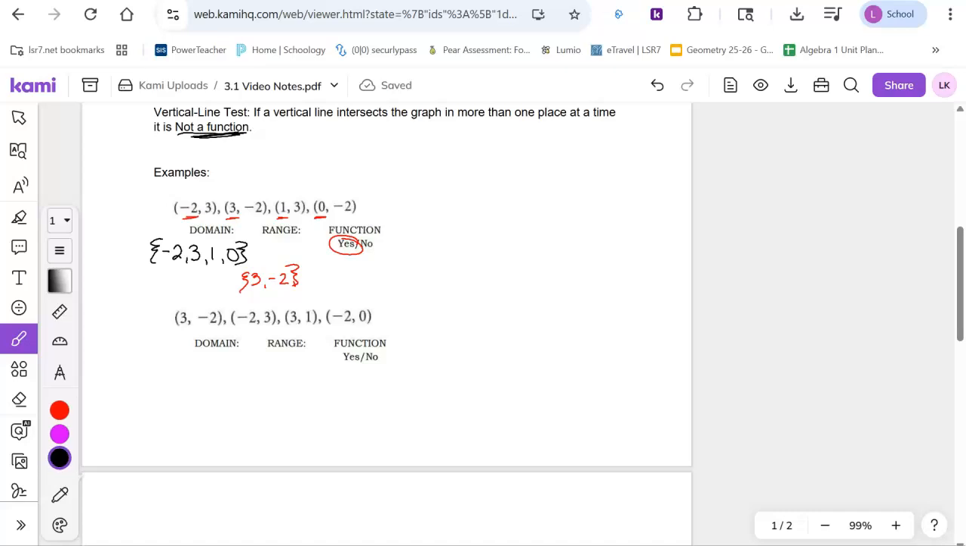All right, let's look at this one. 3, negative 2, negative 2, 3, 3, 1, negative 2, 0. So my domain is 3, negative 2. Again, if there are numbers that repeat, I don't repeat them. My range is negative 2, 3, 1, 0. Is this a function? Oh, 3 and 3 repeat. Negative 2 repeats. So no, it is not a function. 3 repeats, and negative 2 repeats in the x value.